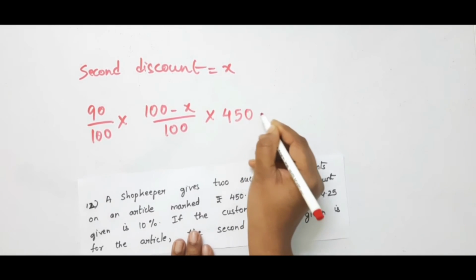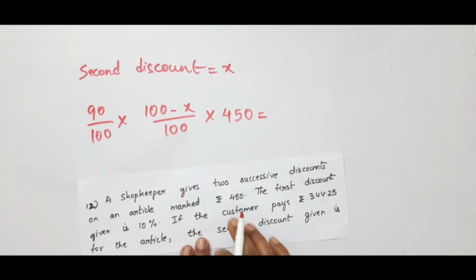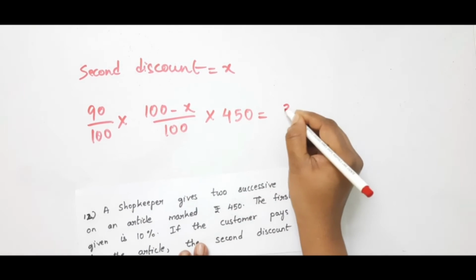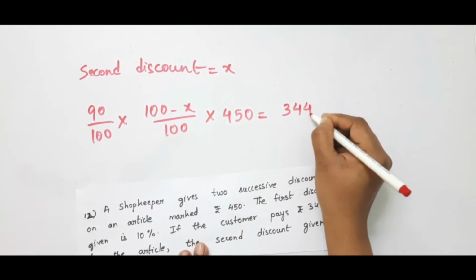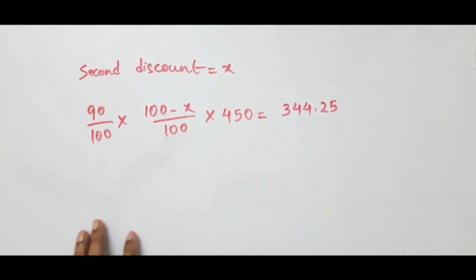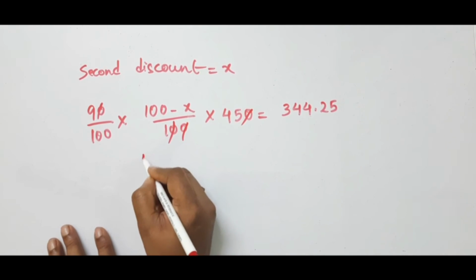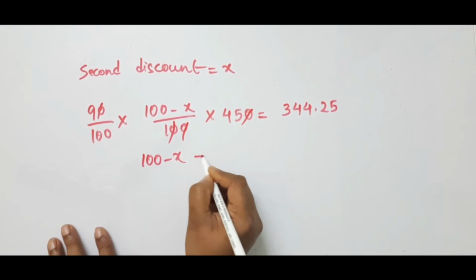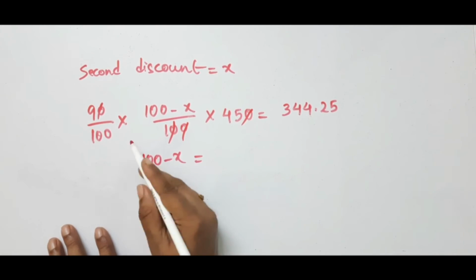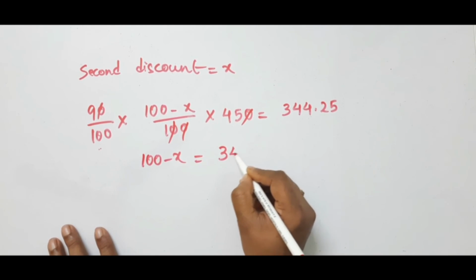This whole value is equal to the amount the customer pays for this article on giving this discount on this market price. So this is nothing but 344.25, which he has given. Now we have to find this X value. Now just simplify. 0 0 cancels, 0 0 cancels. So 100 minus X is equal to, bring this 100 here. If it goes to the numerator, the point vanishes.